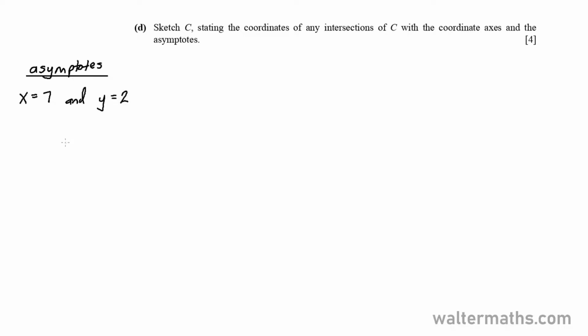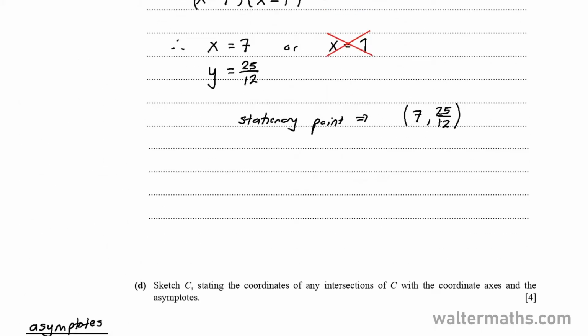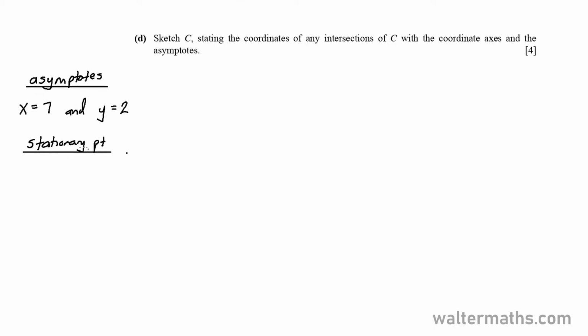Now the other important information is that of the stationary point. And on part C, we got the coordinates of the stationary point. So we got that as 7 and 25 over 12. So that's the coordinates of the stationary points, 7 and 25 over 12.